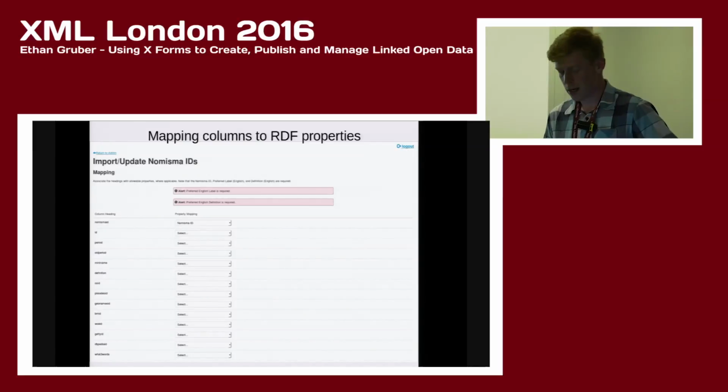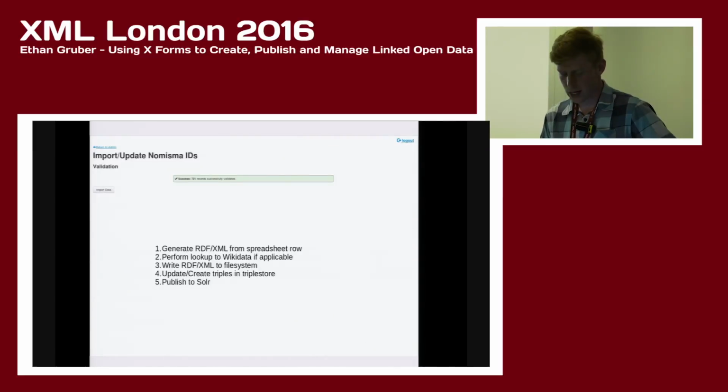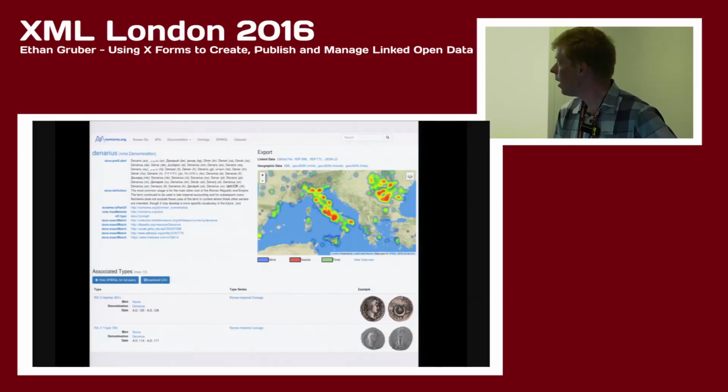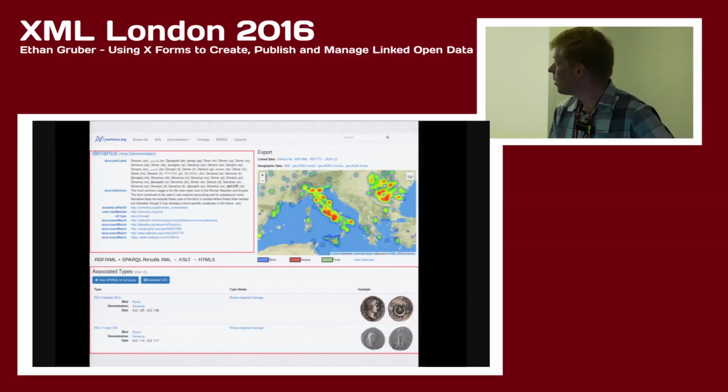And if that validation passes, then each row will be transformed into RDF XML and written to the file system and then updated or created in the Sparkle endpoint and published to Solr. So basically the entire publication workflow is run through that.